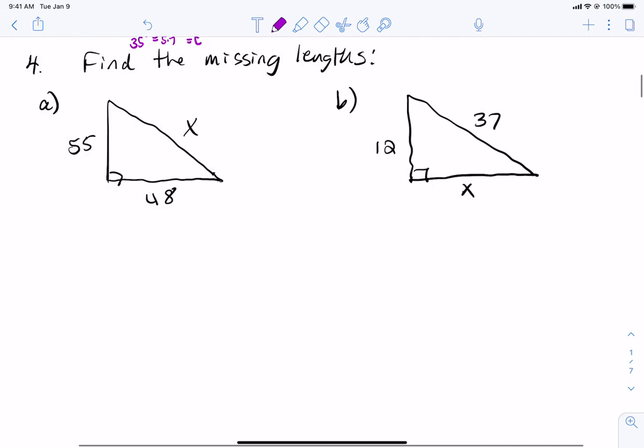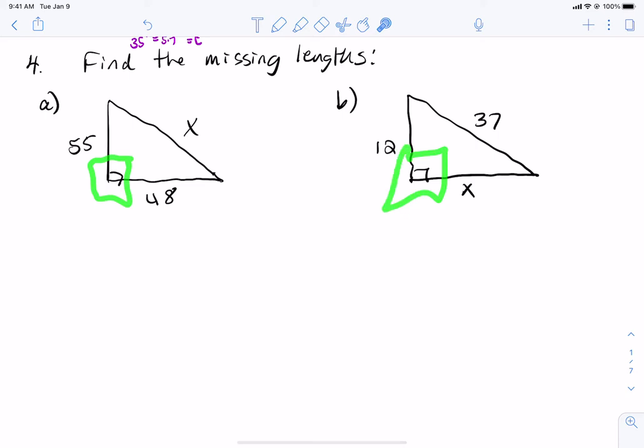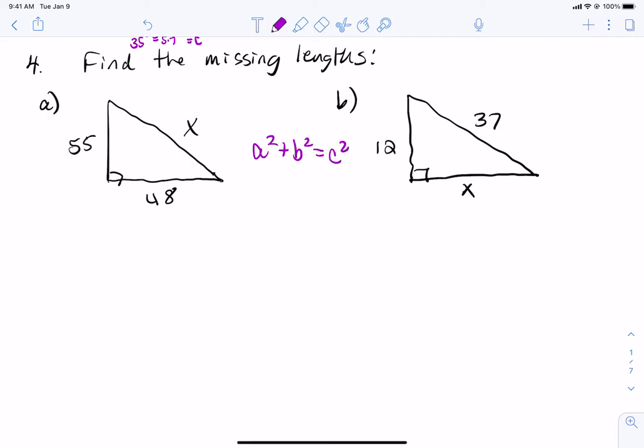Now number 4, if you are finding missing lengths in a triangle, the first thing you want to determine is, is it a right triangle? Both of those are right triangles because they're going to mark it, or they have to tell you there's a 90-degree angle there. And so since it's marked, we're going to assume it's a right triangle. For right triangle side lengths, we can use the Pythagorean theorem. That might be something you want to write on your card. The Pythagorean theorem says that a squared plus b squared equals c squared.